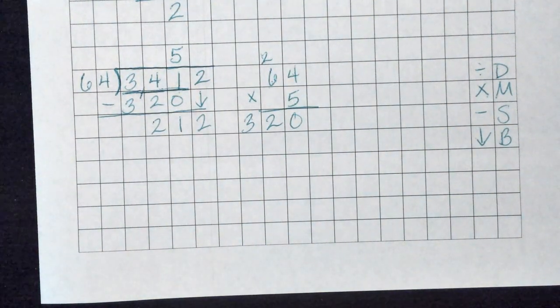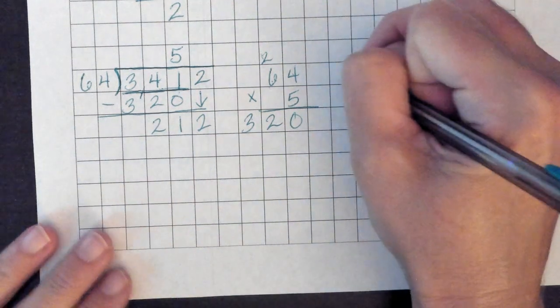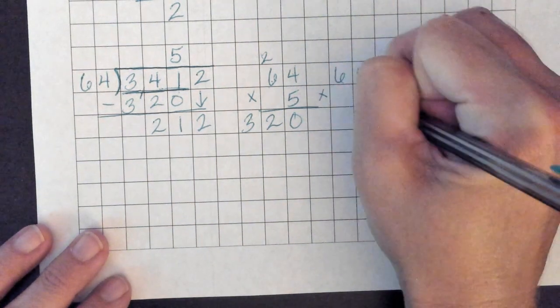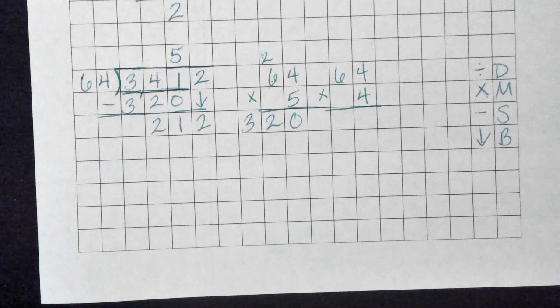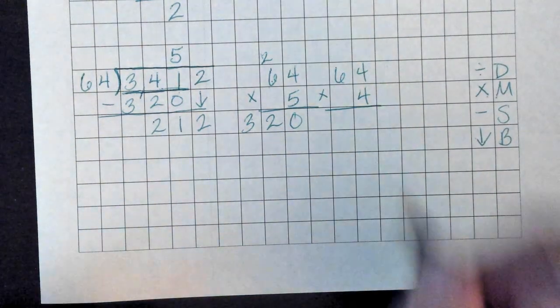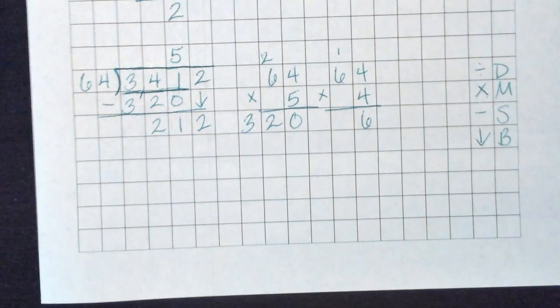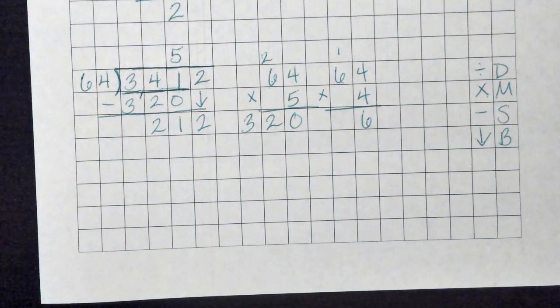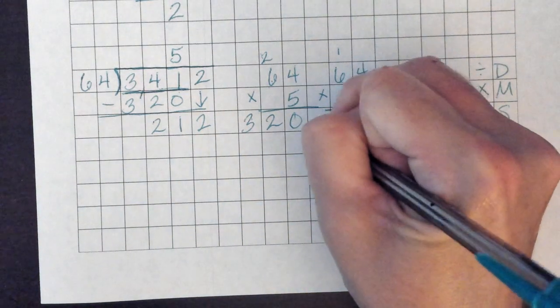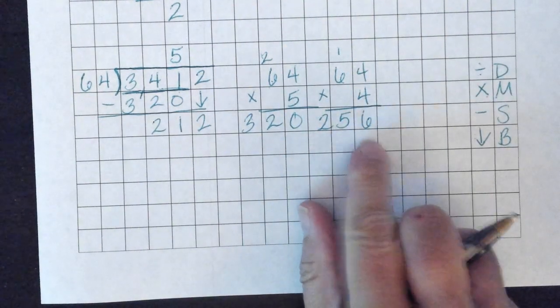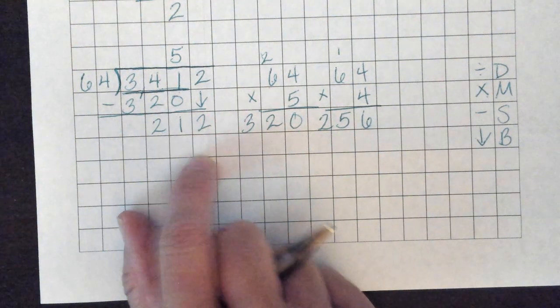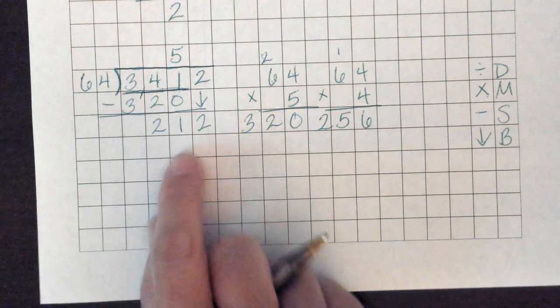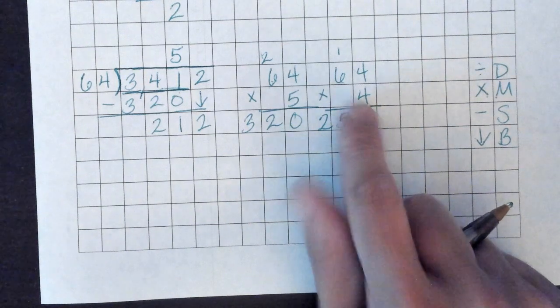Okay. So again, 64 is kind of close to 50. 4 50s would fit in there. So I would probably guess 3, but I'm just going to show you how this works. And I'm going to do 64 times 4. I'm going to say I guessed 4. 4 times 4 is 16. 4 times 6 is 24, plus 1 is 25. 256. 256 is too big. So now I would have to guess a smaller number than 4.